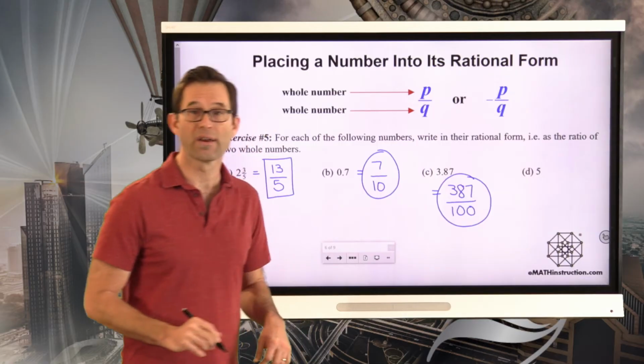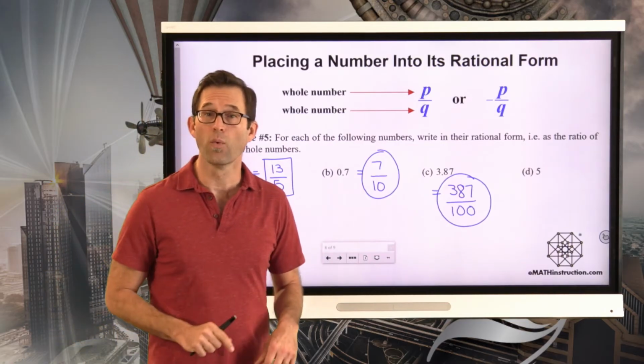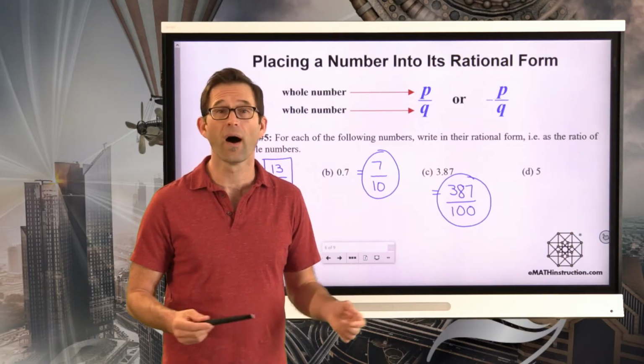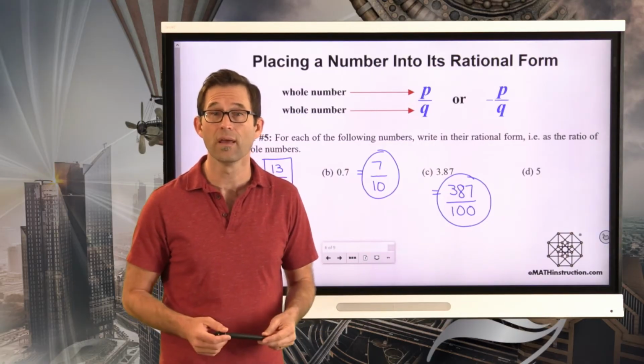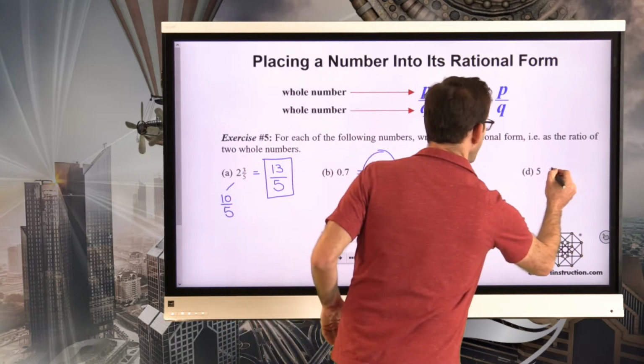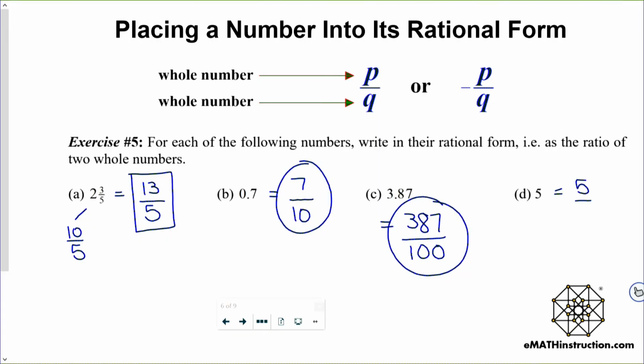That's its rational form. Maybe the trickiest one, but certainly one you've experienced, is when you actually have an integer, like 5 or -2 or 17. If you want to write it in its rational form, this is truly just equal to the ratio of 5 to 1, or if you will, 5/1.